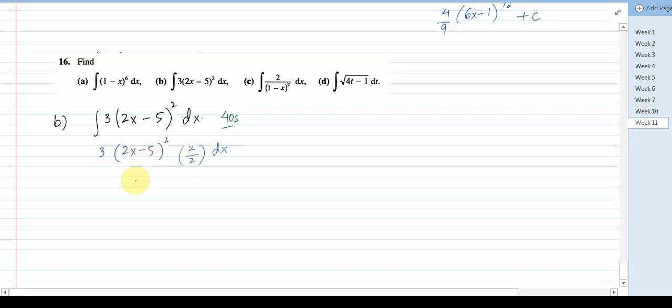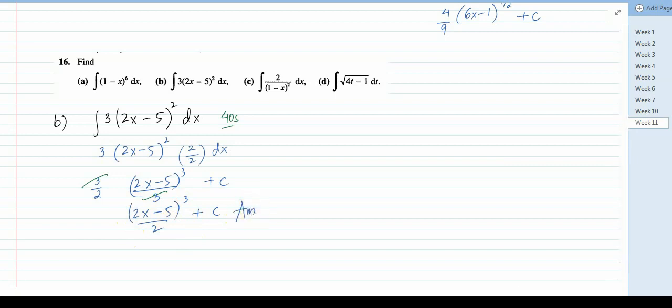So it will be 2x minus 5 with the power 3 divided by 3. This 2 and this 3 are present as they are, right? And we have plus c. You can solve it. 3 and 3 cancel. So the leftover part is 2x minus 5 with the power 3 divided by 2 plus c. That is your answer. After that, start with the d part.